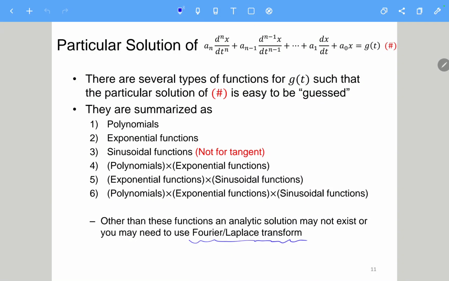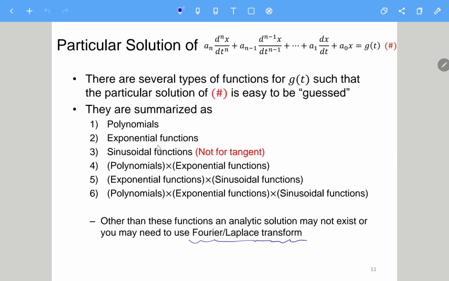Okay, so this time we'll talk about how to find a particular solution for some specific g of t. Not all forms of g of t are solvable, but here we list some of the functions for g of t so that we can guess the solution out. The guess means later on you probably need to remember how it is formed.